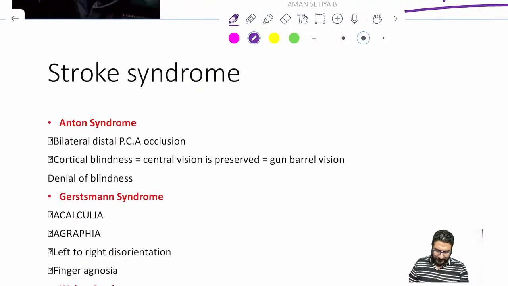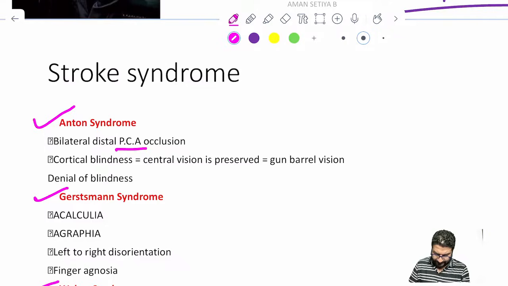Okay, now moving to stroke syndromes. So I want you to remember just this thing called Weber syndrome. Very important. Anton syndrome occurs due to bilateral distal PCA occlusion. Gerstmann syndrome will have acalculia, agraphia, left to right disorientation and finger agnosia. Weber syndrome will have ipsilateral third nerve palsy and contralateral hemiplegia.